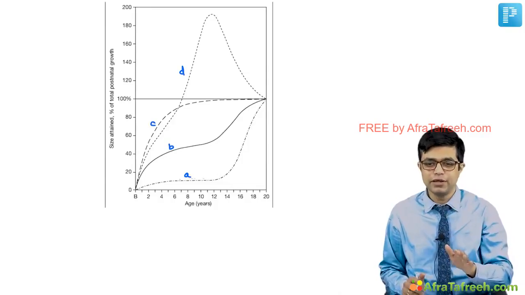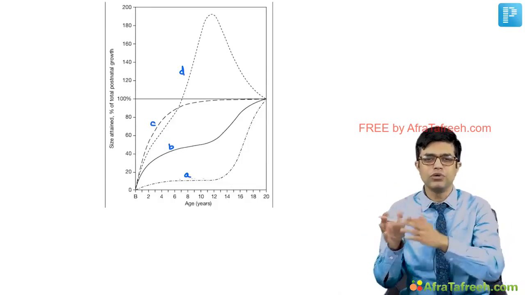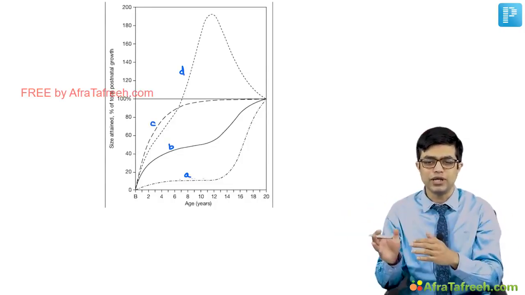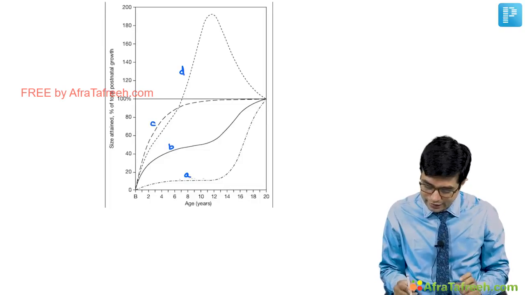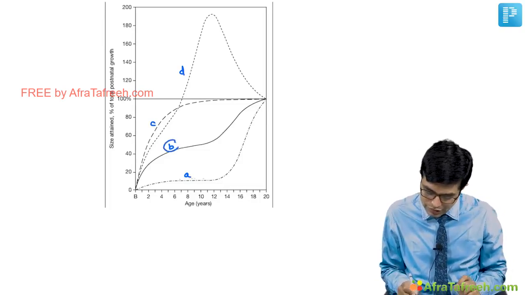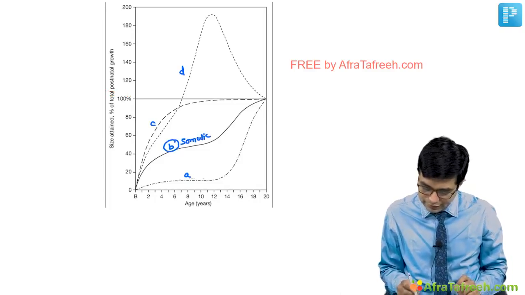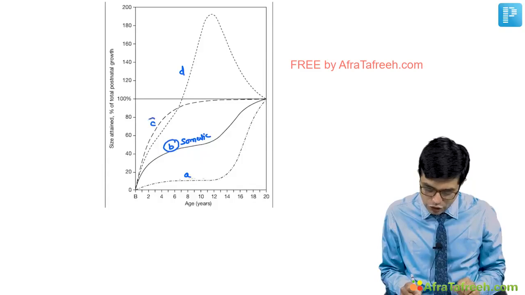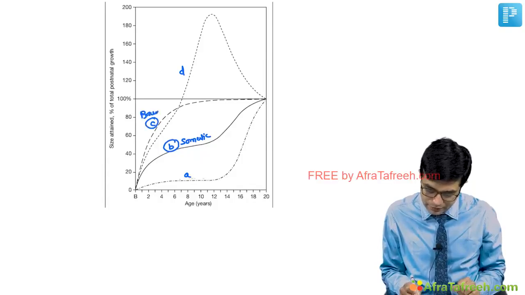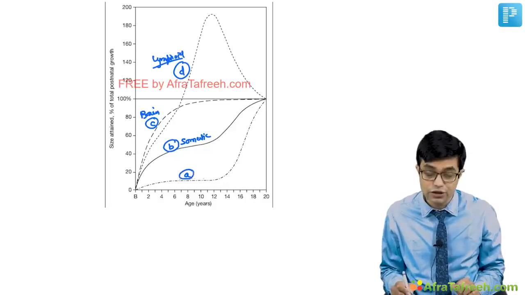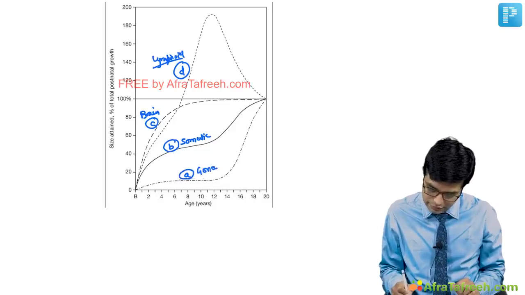Now 4 options will be given, with A corresponding to brain growth, or A corresponding to somatic growth, B corresponding to this, C corresponding to that. You need to be clear that this type of sigmoid growth curve, this B growth curve, indicates the somatic growth pattern. This C part shows your brain growth pattern. D part shows your lymphoid growth pattern, and the peak occurring around 12 years or beyond shows the gonadal growth pattern.